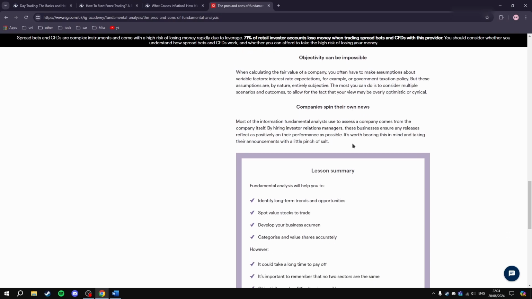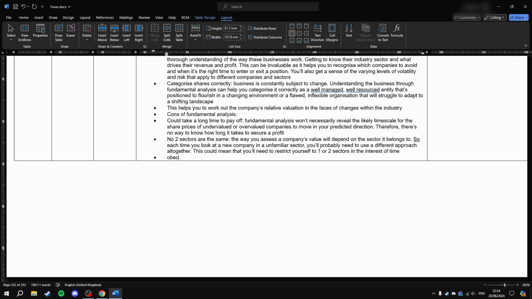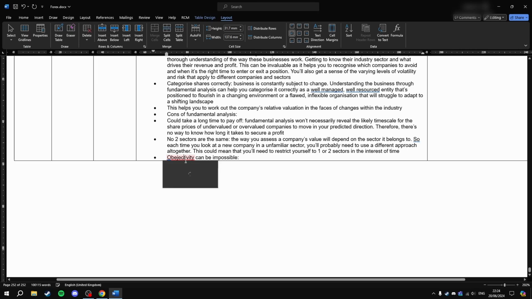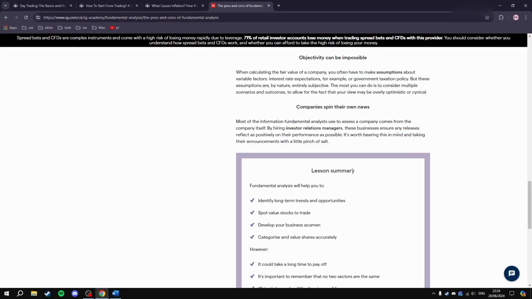Objectivity can be impossible. When calculating the fair value of a company, you often have to make assumptions about variable factors, interest rate expectations for example, or government taxation policy. But these assumptions are by nature entirely subjective. The most you can do is consider multiple scenarios and outcomes to allow for the fact that your view may be overly optimistic or cynical.